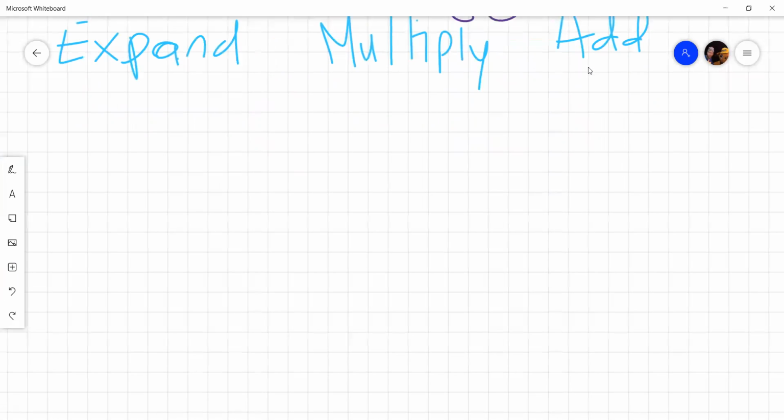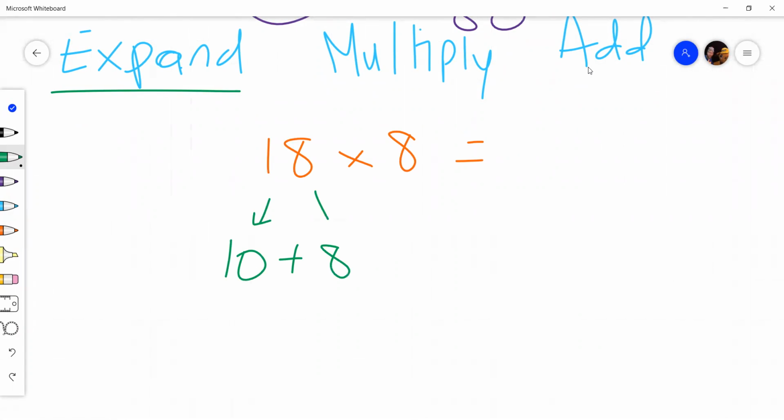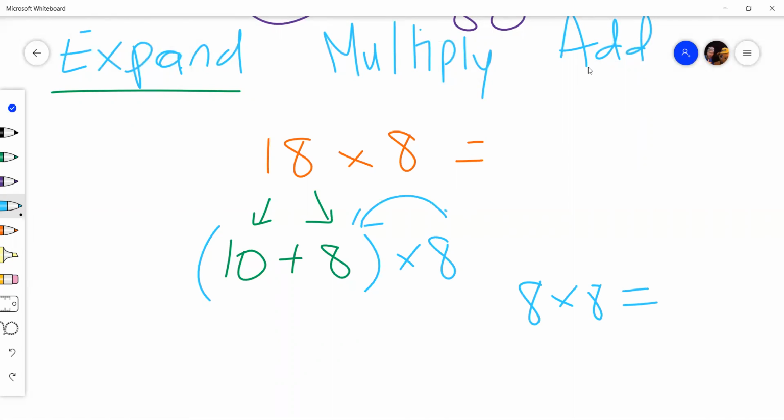Okay, so let's do that. So let's see, multi-digit. Let's do 18 times 8. It's a big one, but guess what? Because of these steps, we're going to be just fine. So step 1, expand. So this is going to be 10 plus 8. And then we're timesing each of those by 8. So I can show that as 8 times 8 and 8 times 10. Well, 8 times 10 is actually easier for me. That's 80. I know that one right away.